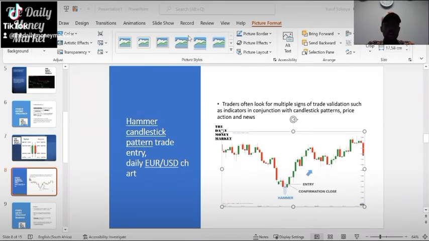Any questions so far when it comes to a candlestick and a hammer?